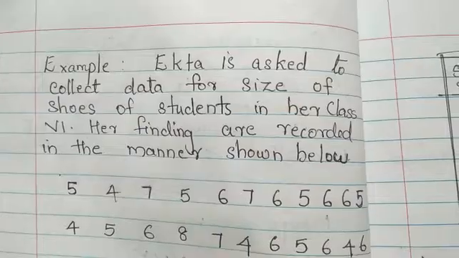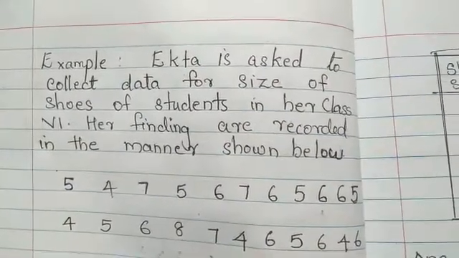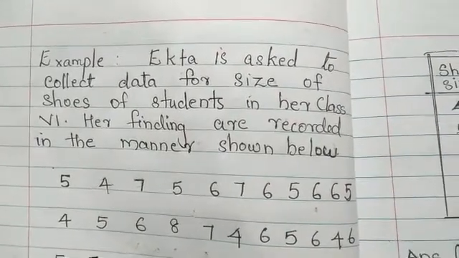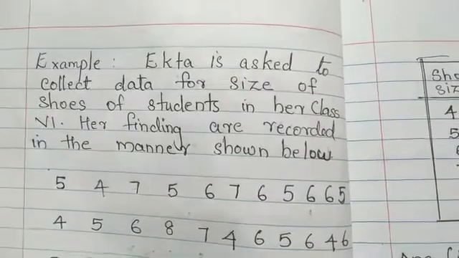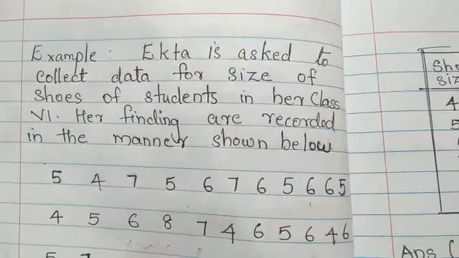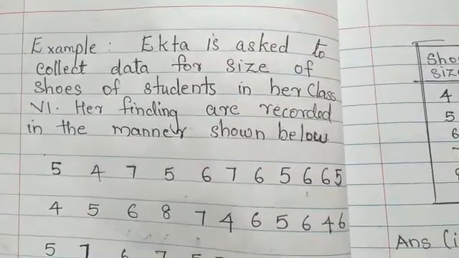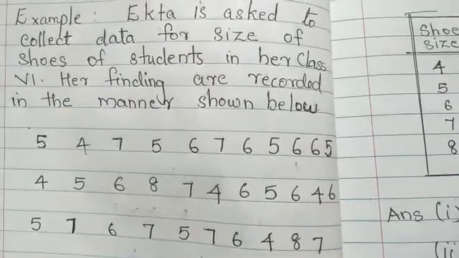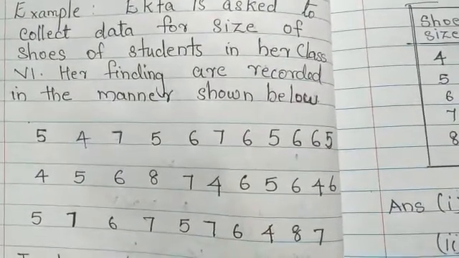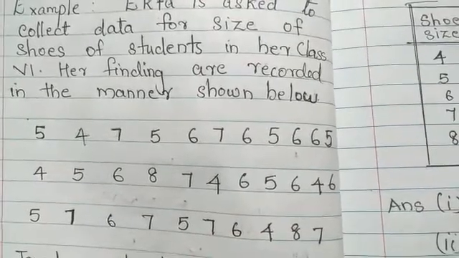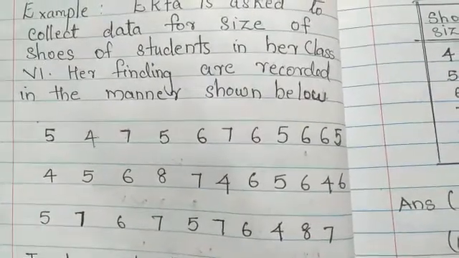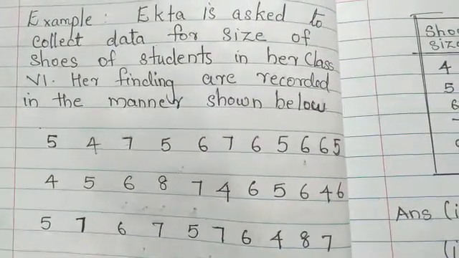Today we will deal with the chapter Data Handling. Ekta is asked to collect data for the size of shoes of students in her class 6. Her findings are recorded in the manner shown below. So here, the different shoe sizes we have to arrange in a tally table. You observe this table and you can understand that the different shoe sizes are 4, 5, 6, 7 and 8. So we should prepare a tally mark table now.